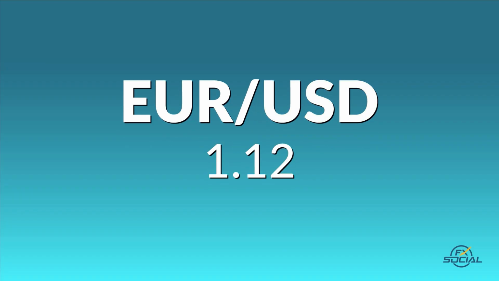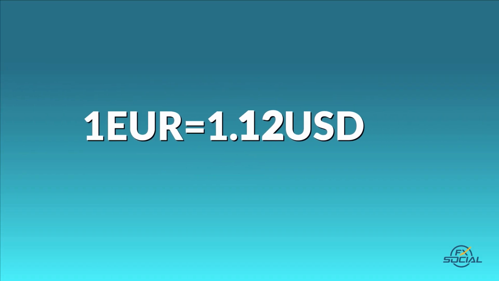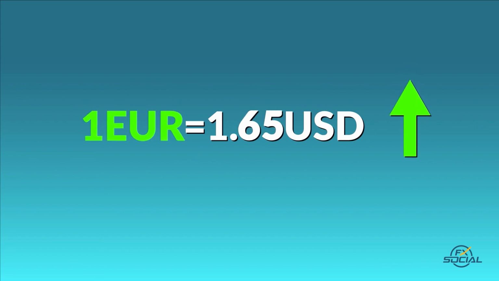If the price of the euro-US dollar pair is 1.12, it means that 1 euro is equal to $1.12. If, for example, the number increases, this means the euro is getting stronger in relation to the dollar.